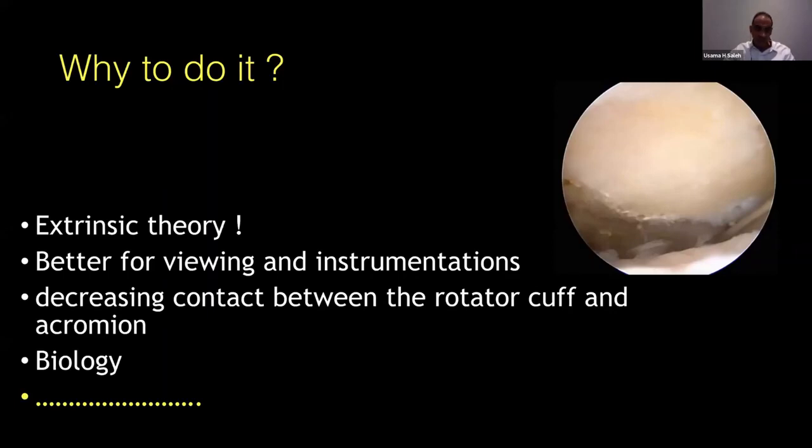Because we still believe in the extrinsic theory. Or at least there is a mixture of intrinsic and extrinsic factors. You cannot exclude one of them. You can achieve better viewing, especially in a tight shoulder, and decrease the contact between the rotator cuff and the acromion after the repair, so you protect your repair a bit. And we cannot ignore the biology. The stem cells coming from the acromioplasty site help with rotator cuff healing.